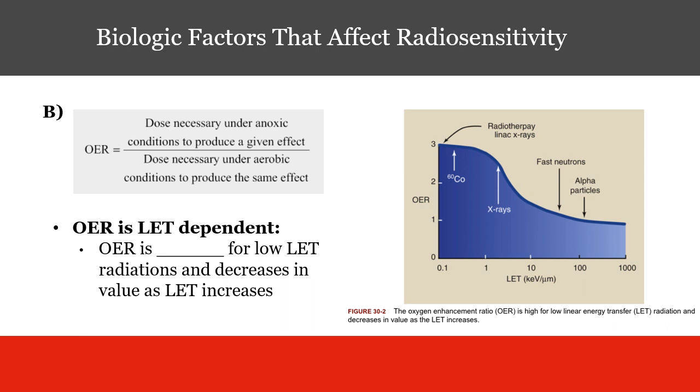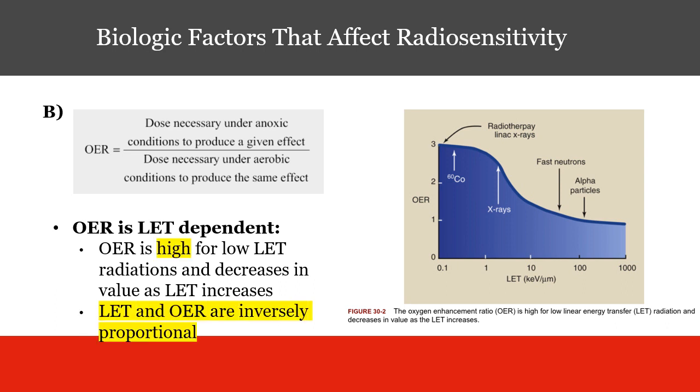So oxygen is going to enhance X-rays. It's going to enhance the effect. So OER is high for low LET radiations and decreases in value as LET increases. Therefore, you can state that they're inversely proportional. And you can say that with your graph also, that here's LET on the x-axis, OER on the y-axis, and they're inversely proportional as you continue increasing the LET. OER keeps going down. So alpha does not care what it hit. It's going to kill it anyway, kind of like a machine gun.